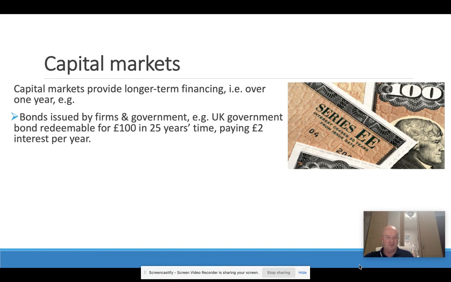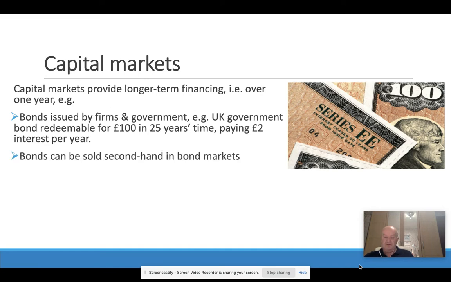So a typical government bond might be redeemable for £100 in 25 years' time, and obviously, when the person or the organisation that's decided to take out that bond, the original price of them buying that bond is £100, but they're guaranteed a rate of interest. It looks like a relatively low rate of interest, but they are guaranteed that interest rate for each year of the bond's duration.